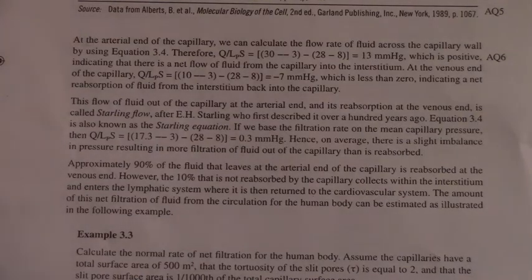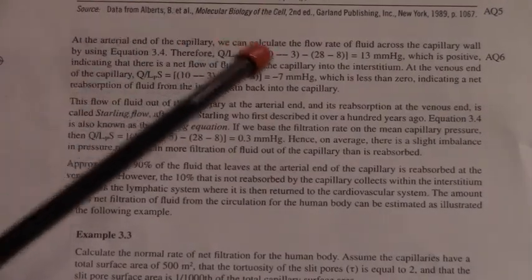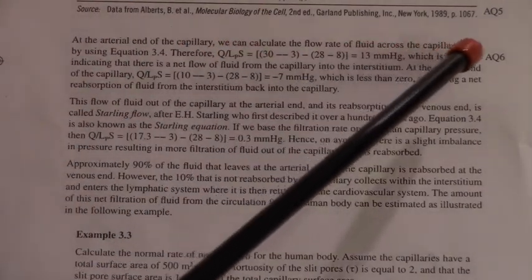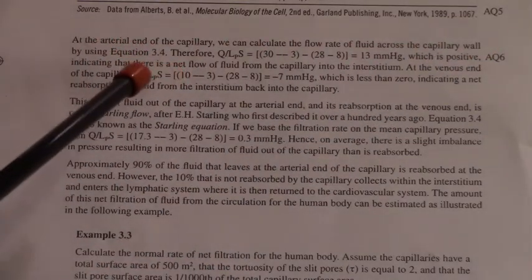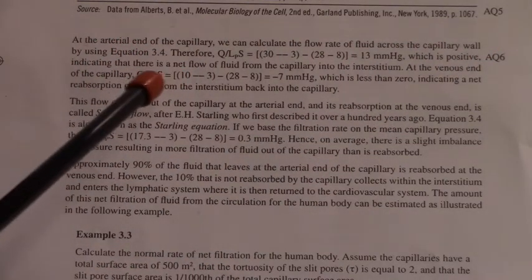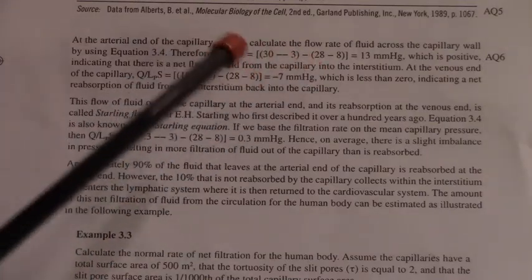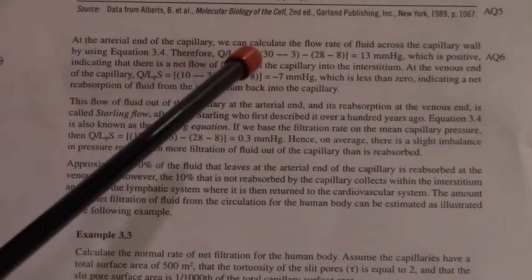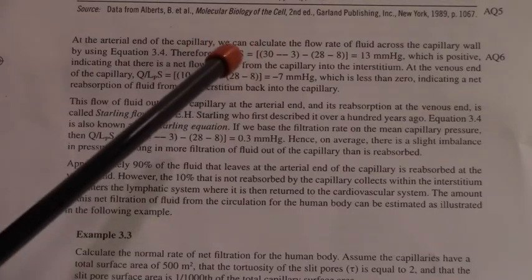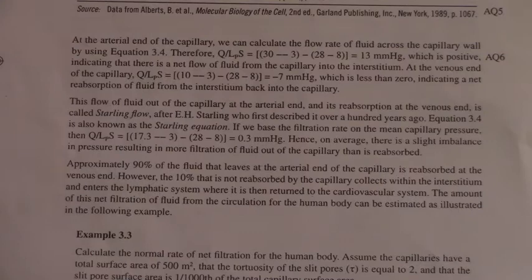So, at the arterial end of the capillary, we can calculate the flow rate of the fluid across the capillary wall using Starling's equation, equation 3.4. Now the way we would do this is we don't necessarily need to know what LPS is. All we want to know is what the sign of Q divided by LPS is. If that ratio is a positive number, then that tells us at that particular point in the capillary the flow would be out of the capillary. On the other hand, if that term became negative, then we would have flow back into the capillary.